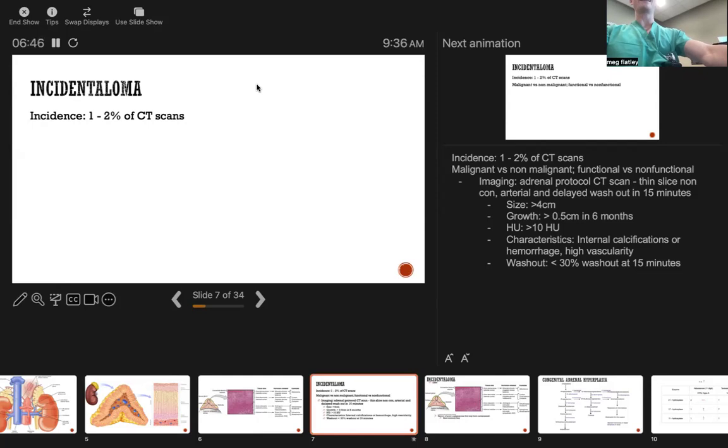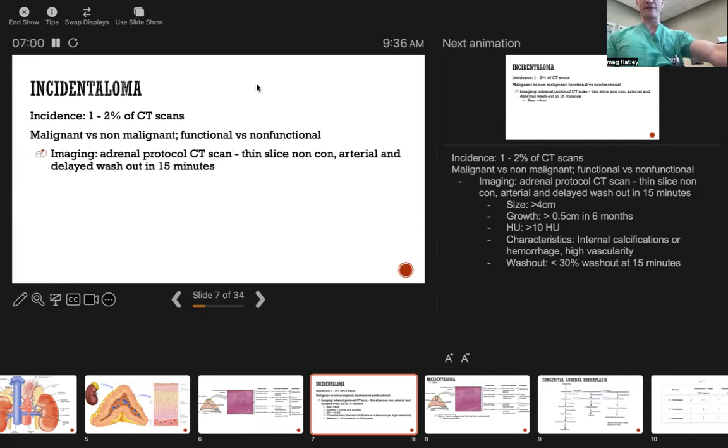Yes. So that, and it's thinner slices, usually 1.5 to 3 millimeter slices. And that becomes relevant in the features we're looking at for potential malignancies on the adrenal glands. So yes, we talked about that.